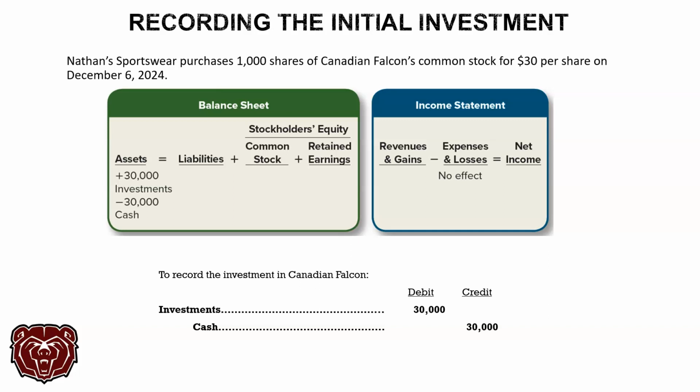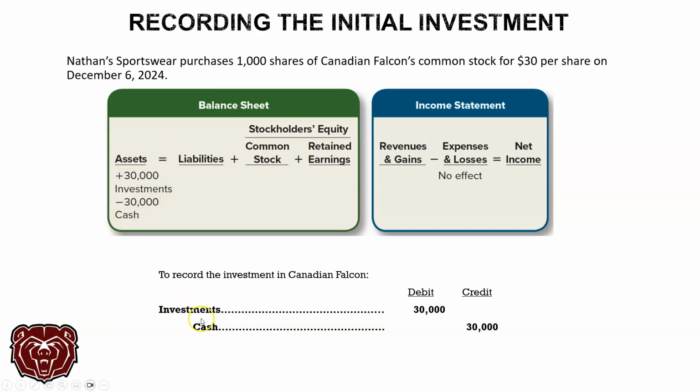Let's say that Nathan Sportswear purchases 1,000 shares of Canadian Falcons common stock for $30 per share on December 6th, 2024. All we're going to do here is record the investment as a new asset, $30,000. That's 1,000 times 30. We paid cash for it, so we're going to decrease the cash asset. Net zero impact here on the accounting equation, right?